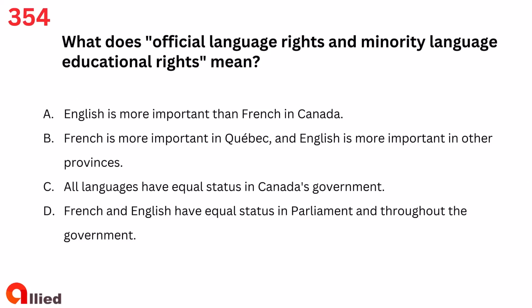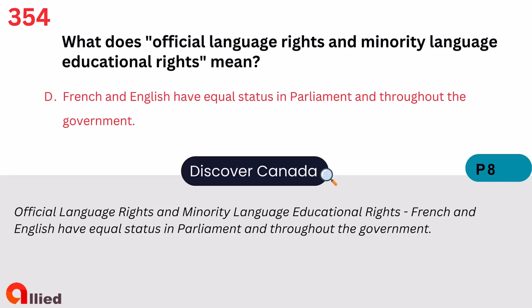Question 354. What does official language rights and minority language educational rights mean? A. English is more important than French in Canada. B. French is more important in Quebec, and English is more important in other provinces. C. All languages have equal status in Canada's government. D. French and English have equal status in Parliament and throughout the government. The answer is D. French and English have equal status in Parliament and throughout the government.